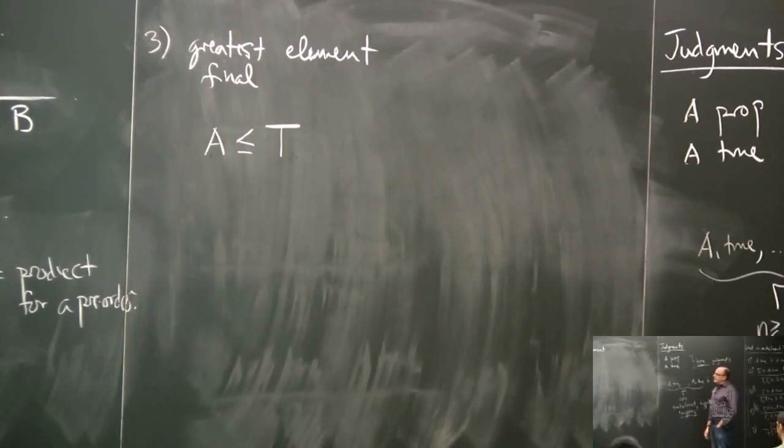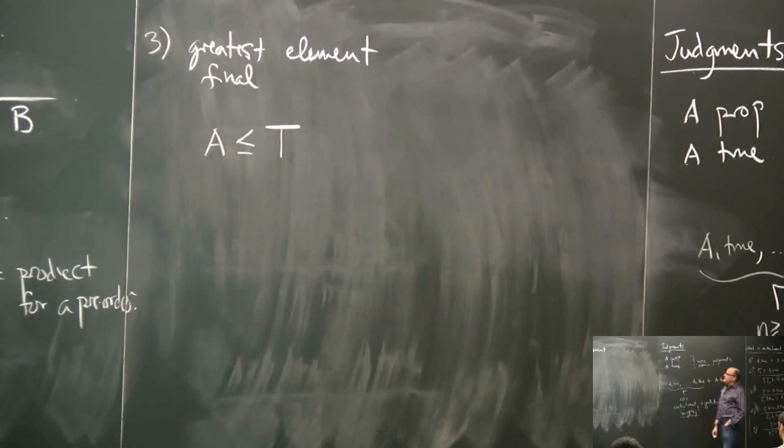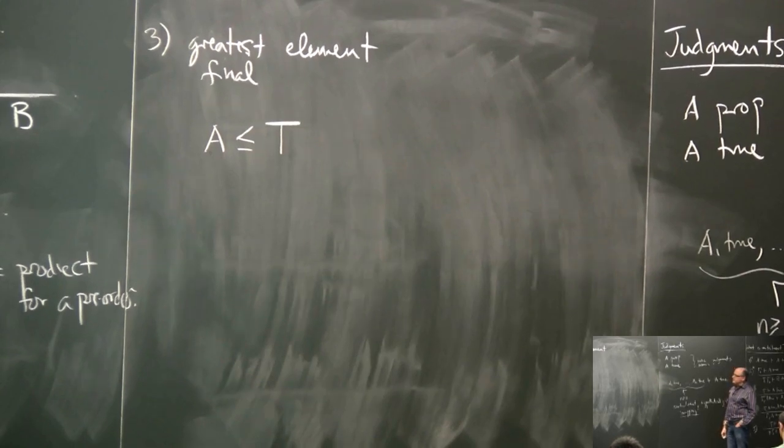So that's the structure. Right now we have a lower semilattice. Some of you might have seen this before. I think when you have meets, it's called a lower semilattice. So what we have is the structure of a lower semilattice: a preorder with meets.